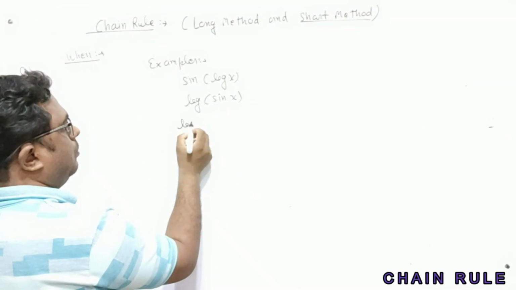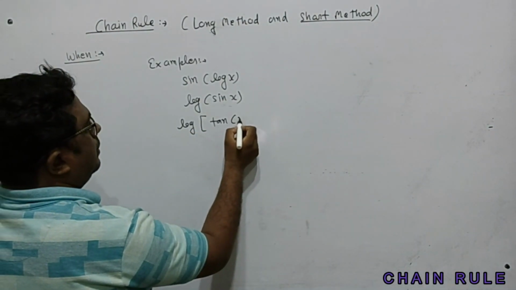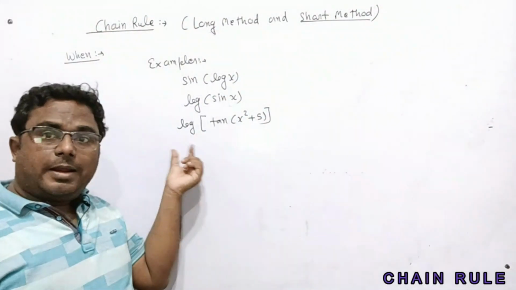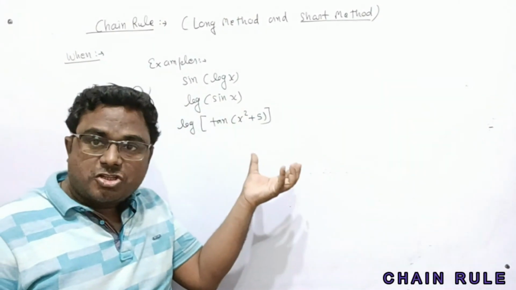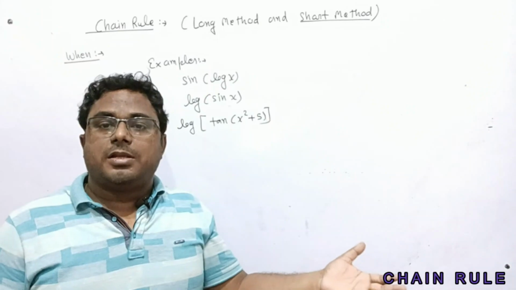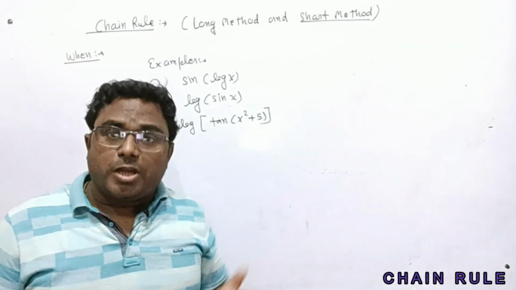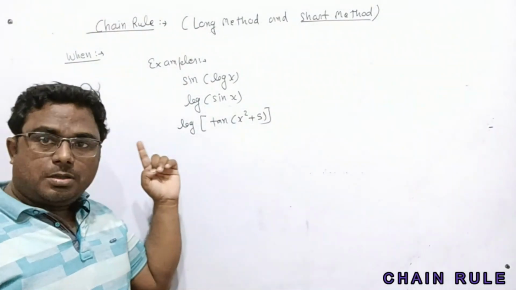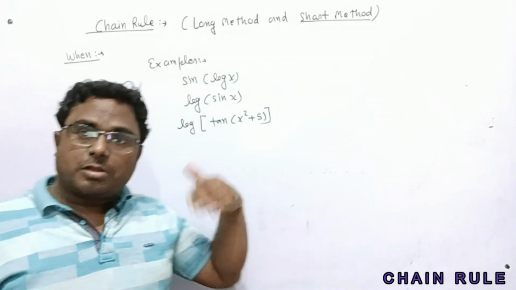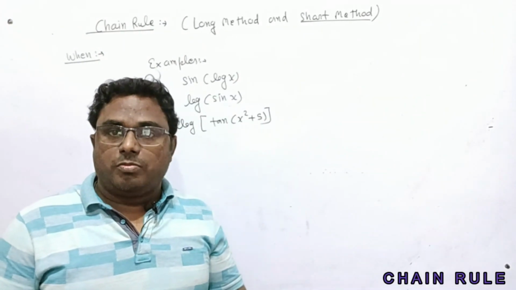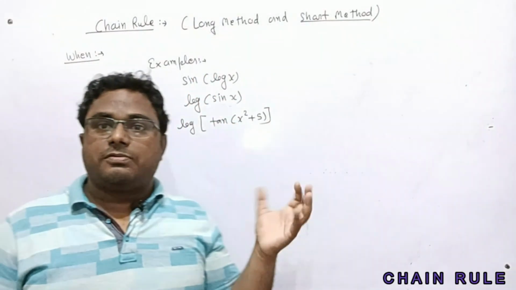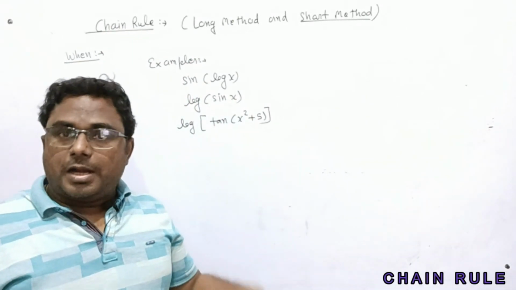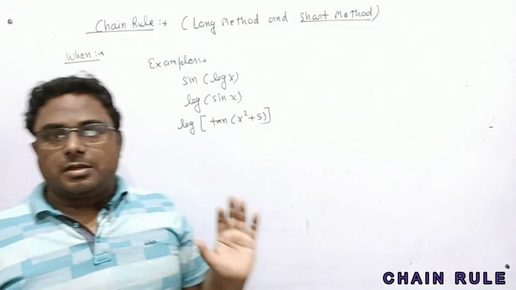If I say log(tan(x square plus 5)), here what happened? Log has been expressed in terms of the tan function, and further tan has been expressed in terms of x square plus 5, which is a polynomial function. So it is a three-level composite function. The main function is log, then the secondary function is tan, and the third function is the polynomial function. So in all these types of situations, if I want to do the derivatives of them, then I will use the chain rule. And chain rule has two methods, long method and short method.